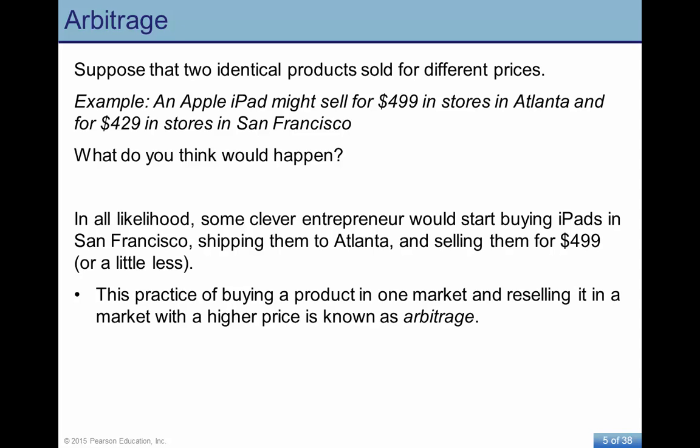What do you think? What would happen? In all likelihood, some clever entrepreneur would start buying iPads in San Francisco, shipping them to Atlanta and selling them for $4.99 or a little less. This practice of buying a product in one market and reselling it in a market with a higher price is known as arbitrage.